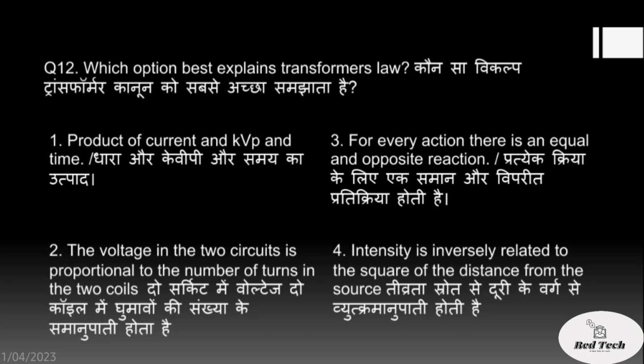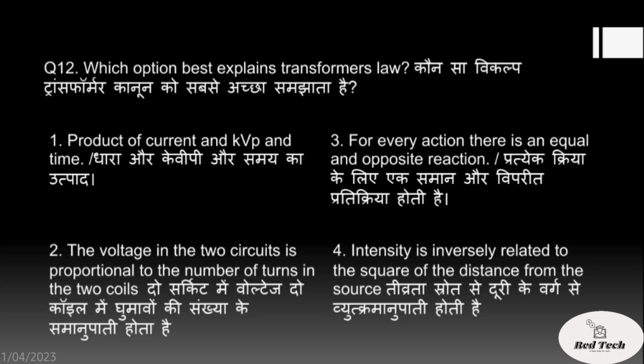Question 12: which option best explains the transformer law? So we have to tell about the transformer law. Option 1: product of current, kVp and time. Option 2: the voltage in the two circuits is proportional to the number of turns in the coils. Option 3: for every action there is an equal and opposite reaction. And option 4: intensity is inversely proportional to the square of the distance from the source.